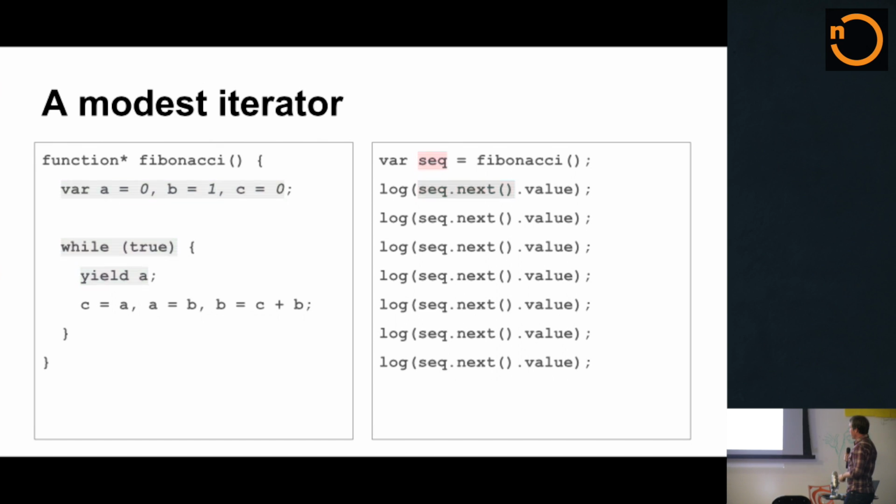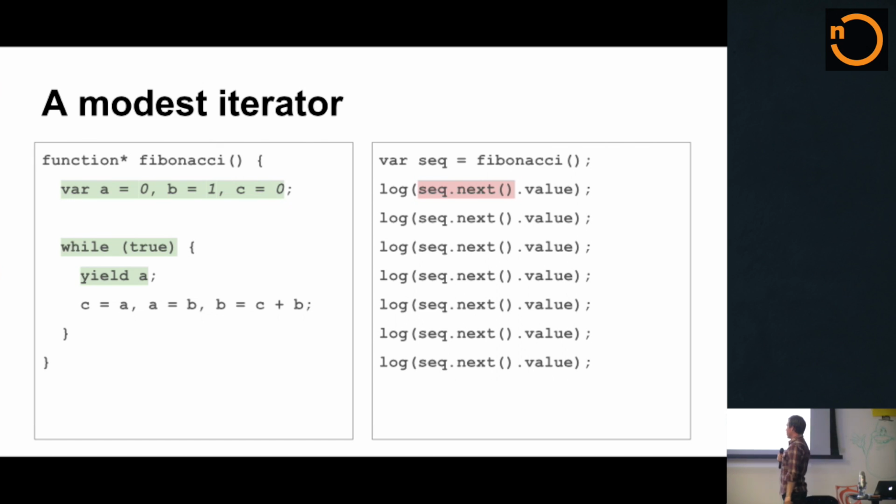So the next thing we're going to do is call next. And next is going to start evaluating the code in the body of the generator function from where we left off, in this case, at the very top of the function. So we're going to do our variable declaration and some assignment: A equals 0, B equals 1, C equals 0. We're going to hit this while. We're going to go into the while block, and we're going to continue evaluating code until we hit a yield.